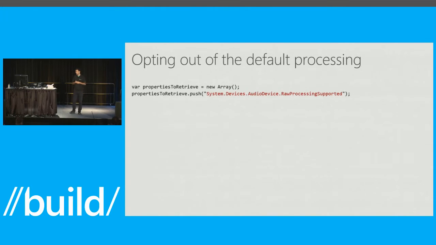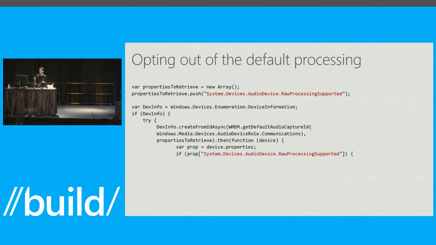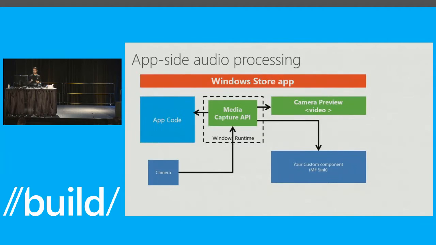Now, how do I opt out of this default processing so that I can do my own? First, I want to push raw processing supported into an array, get the device info through enumeration. And the interesting part really is here, where I retrieve these settings and check if raw processing is supported, right? If it is, I simply want to turn it on. Now, if I turn it on, what's going to happen?